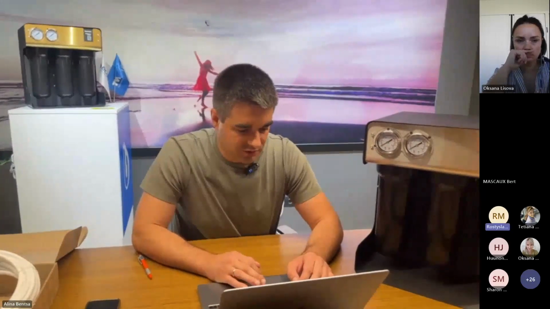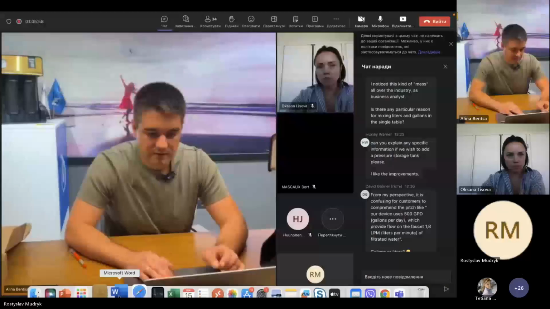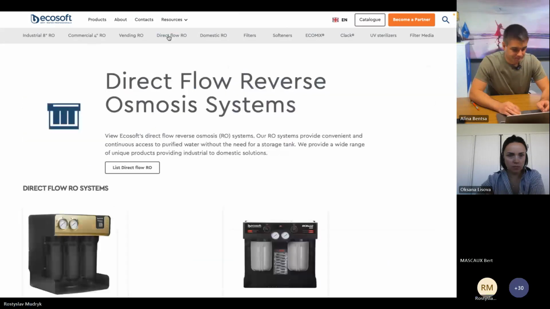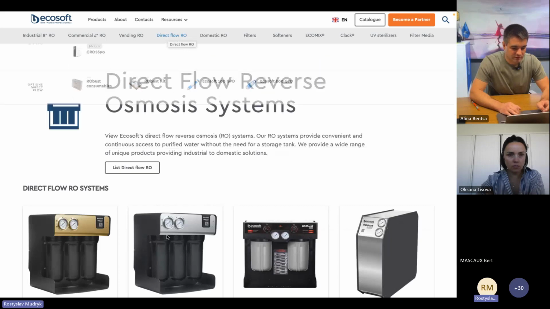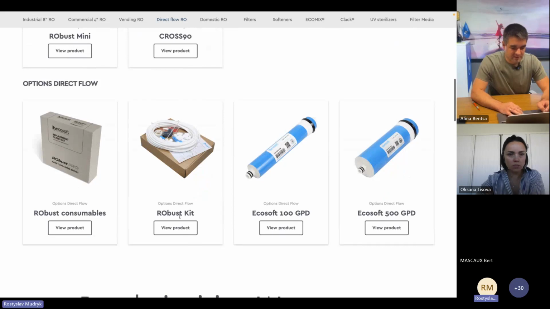Basically, this kit was designed to connect a storage tank, and I will now open it on the ecosoft.com web page. So this is the Ecosoft web page, and when you go to the direct flow arrows, here we would find the Robust kit.